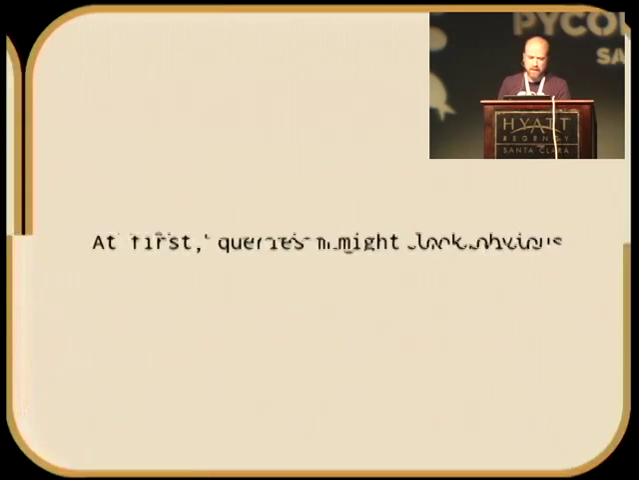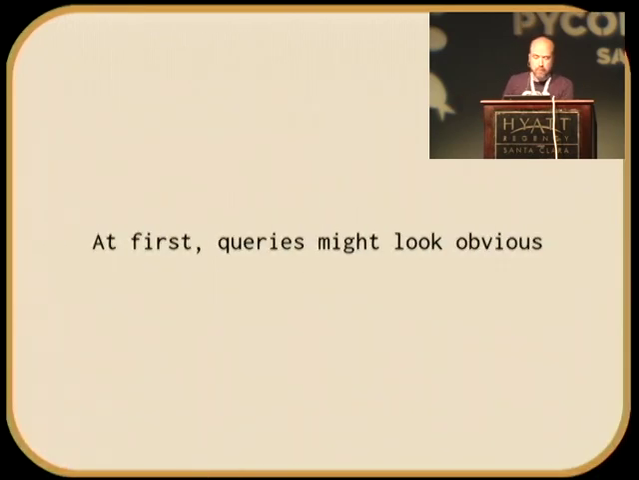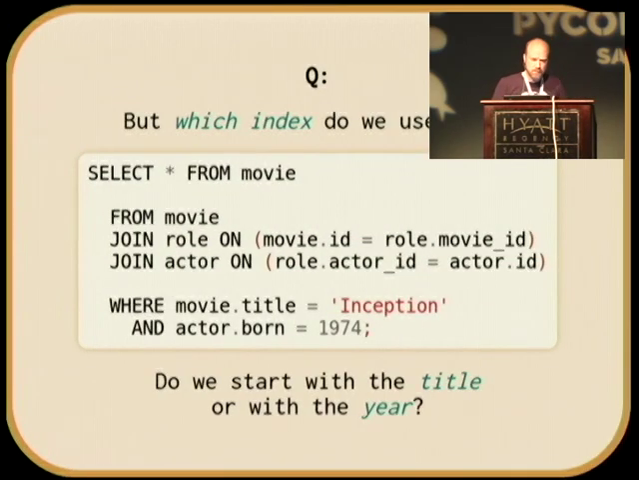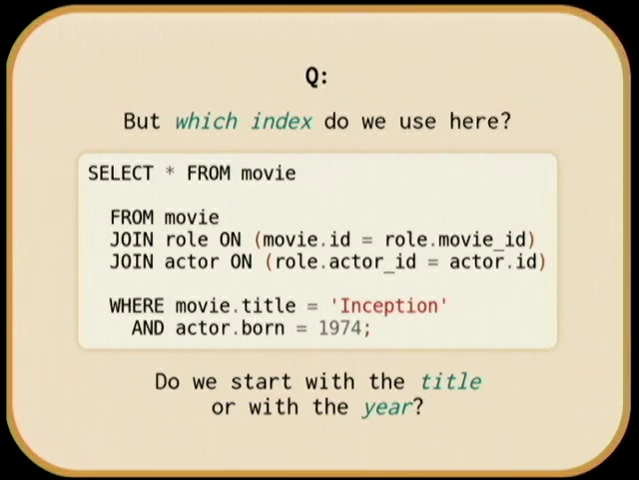What do I mean by asking the database a single question? Simple queries are very obvious. If I ask for the movie named Inception, the database, if a title is indeed indexed, will use the index and find it. But it becomes a little more complicated when we're doing the normal relational database thing, pulling together a wide variety of information to get a movie and all of its actors, or in this case, any actors born in 1974. We're pulling together several tables, and it's not obvious.